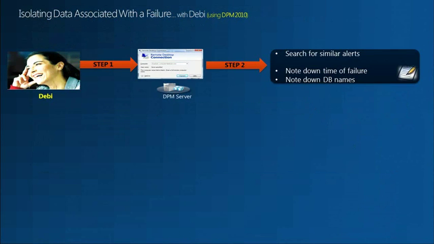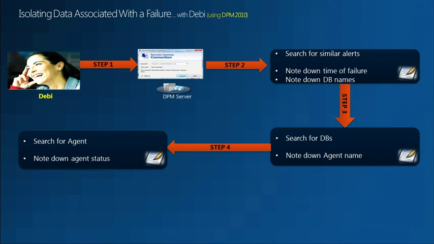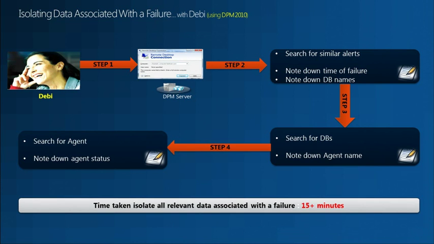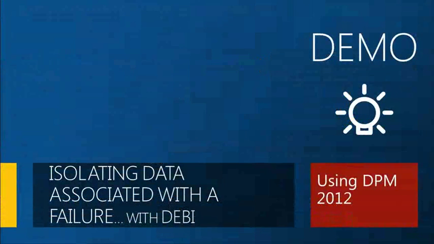So the usual flow happens here. If you're using the previous version of DPM where you didn't have centralized management, you needed to go through multiple steps. You would do filtering, searching across multiple tabs, and finally you would end up with data that says, hey, these 5 databases have been having issues. The issue has happened 4 times, and these are the times at which it happened. So that's what you would end up with. Now let's look at how simple and easy it is with DPM 2012.